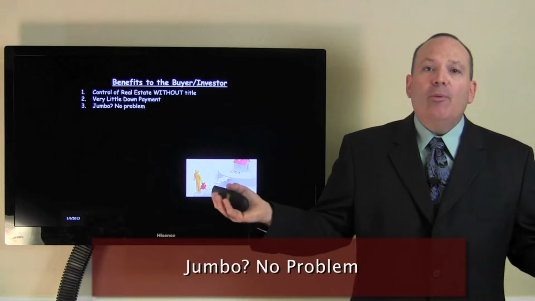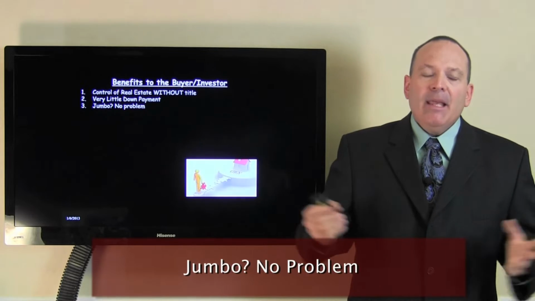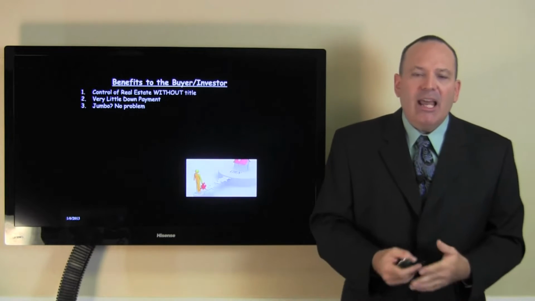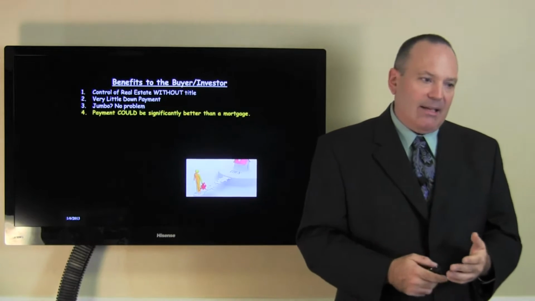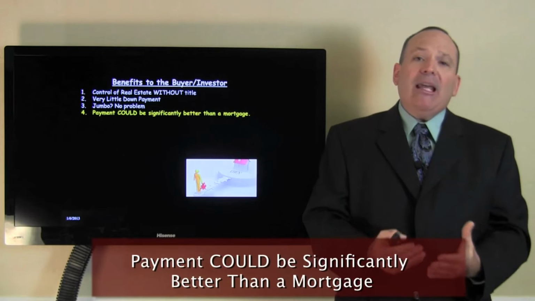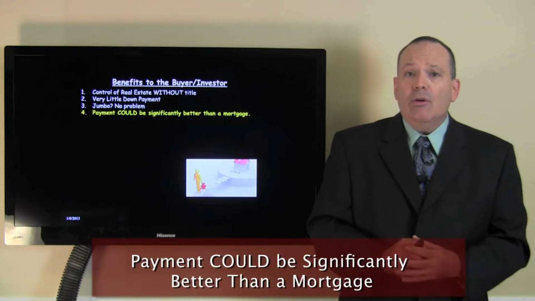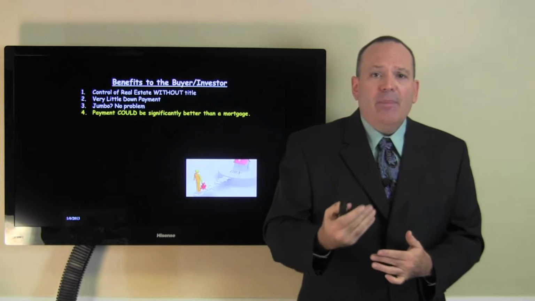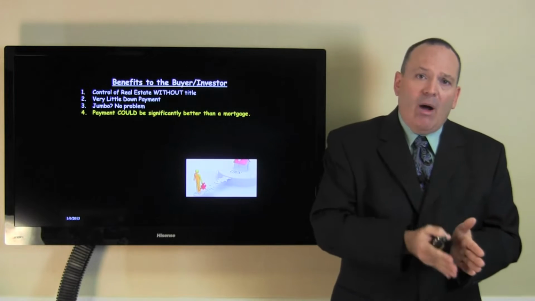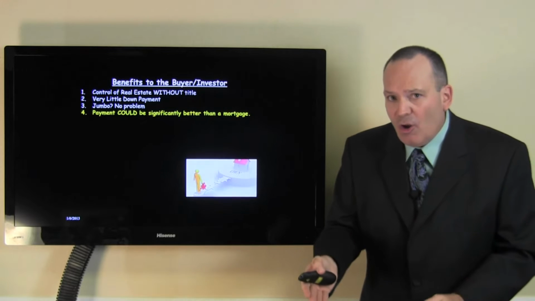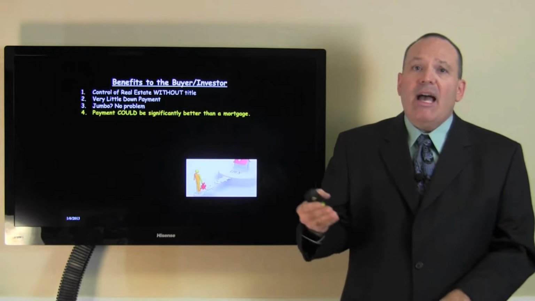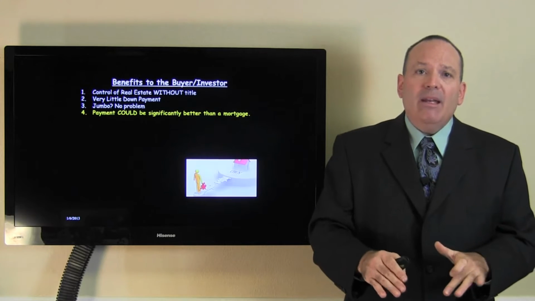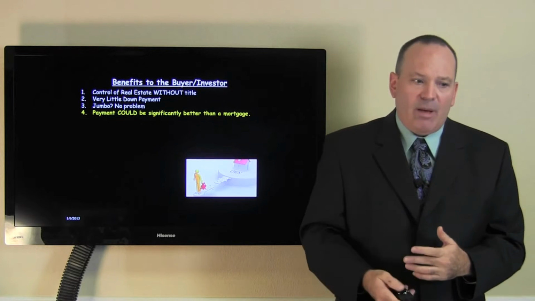Jumbo loan, no problem. Doesn't make any difference how big the property is. It doesn't matter if it's residential or commercial. It doesn't matter if it's $100,000, $1 million, or $10 million. It's the same program. It's the same process. Payment could be significantly better than in a mortgage. That can be very true, especially in the higher sales prices and in the commercial properties. If you compare what the lease option payment is needed and required for by the seller versus what a mortgage loan would be with possibly private mortgage insurance, a higher interest rate, or even whatever, you often can find a much better deal as far as a monthly payment in a lease option payment versus a mortgage payment.